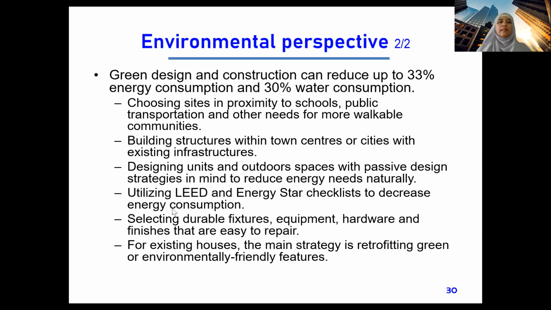Okay, a green design and construction can reduce up to 33% of energy consumption and 30% water consumption, which is a lot. One third of energy consumption and water consumption, if we put these green design and construction elements in the building. One, choosing sites in proximity to schools, public transport, and other needs for more walkable communities. That can reduce the energy consumption or water consumption. Whereby the sites are near to where your kids go to school, or where the MRT station is.